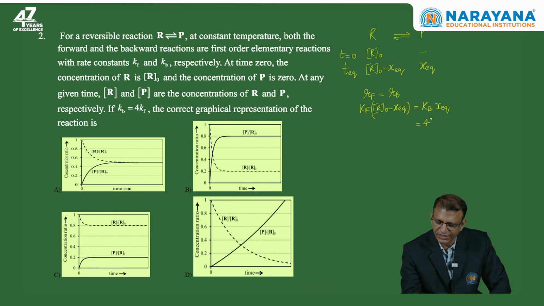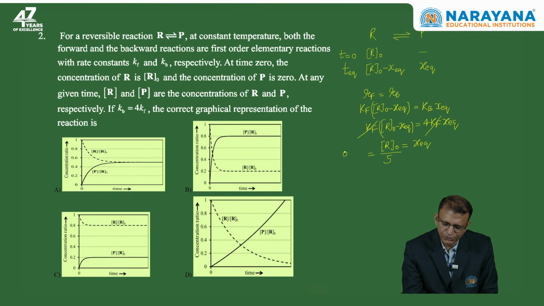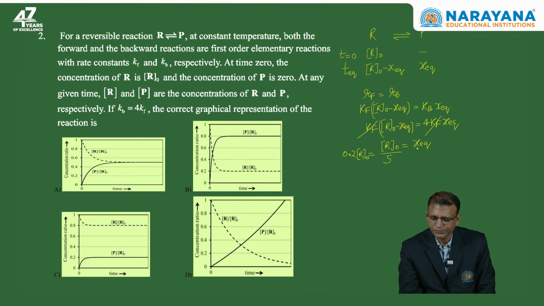So if I put here 4 times K forward into X equilibrium is equal to K forward into R naught minus X equilibrium, and if we simplify, K forward will cancel out, and we can write that R naught is equal to 5 times X equilibrium, or X equilibrium is equal to R naught divided by 5. So this value will be 0.2 times R naught. So we got that when 20% of reactant is converted into product, there is an equilibrium state.